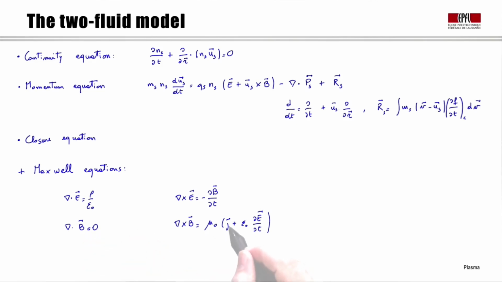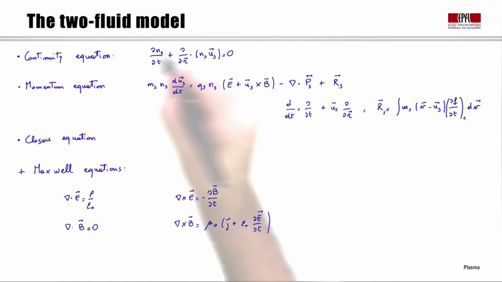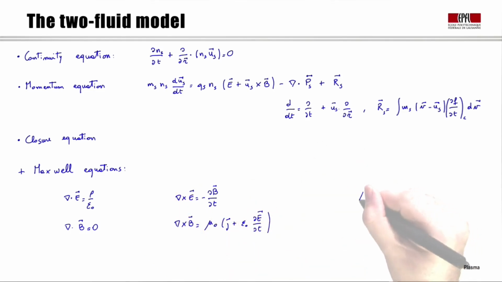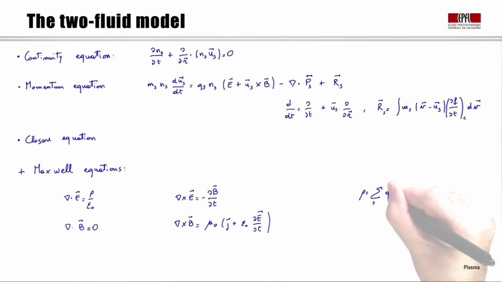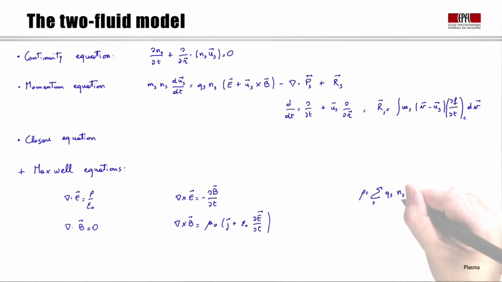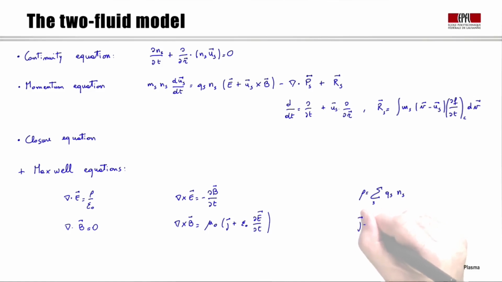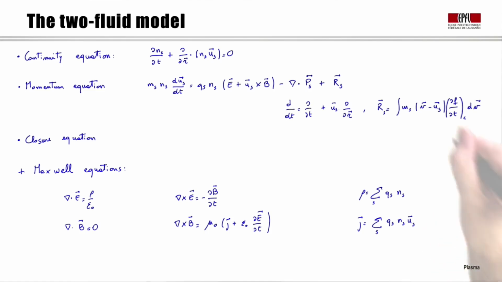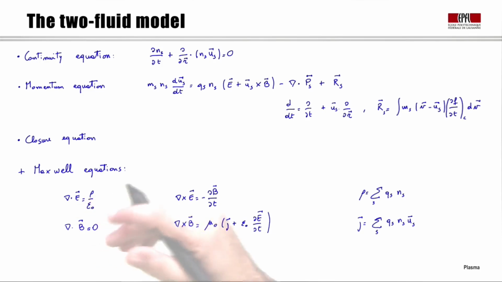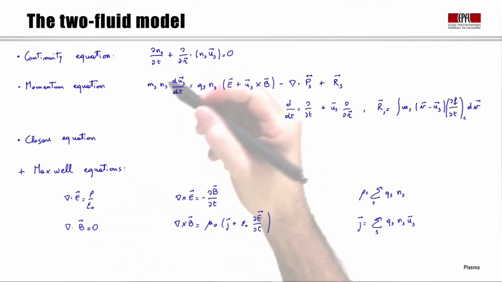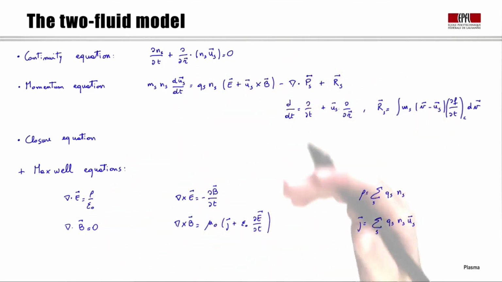Charge density and current density are related to the two fluid quantities by the fact that rho is given by the sum over all species of the charge of each species times ns, the density, and the current density is given by the sum over all species of qs, ns, and us. This is the two-fluid model that describes the dynamics of a plasma, taking into account the dynamics of electrons and ions as two different fluids.